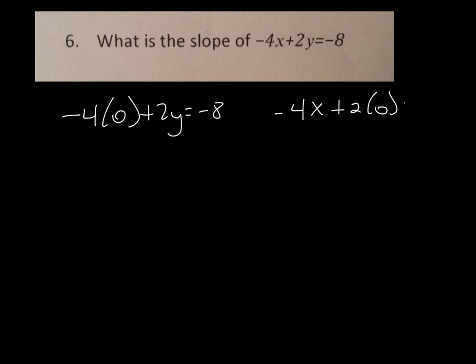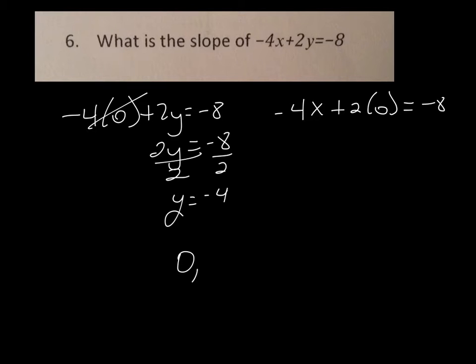Okay, number 6, what is the slope? Now, in this particular problem, I'm going to use the x and y intercepts to find two points. So negative 4 times 0 plus 2y equals negative 8. And then over here, I'm going to put negative 4x plus 2, I'm going to plug in 0 for y, equals negative 8. So this is gone, I'm left with 2y equals negative 8, divide by 2, and y is equal to negative 4. So my first point is when x is 0, y is negative 4. And then over here, 2 times 0 is 0, I get negative 4x is equal to negative 8, divide both sides by negative 4, and I get x is equal to positive 2.